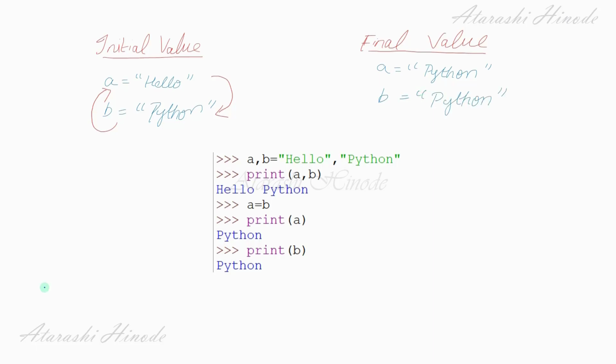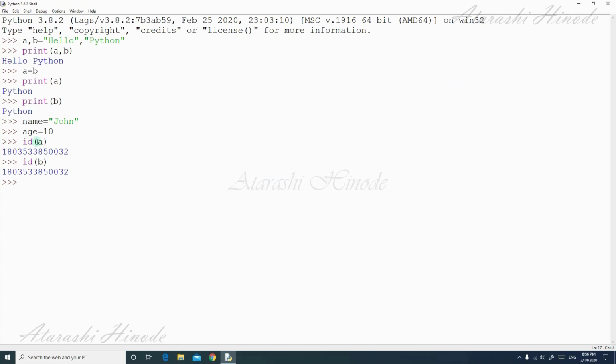So now another question arises. Since both the variables have the same value now, will they both have the same memory location? Yes, they do. As you can see here, the ID of a is the same as the ID of b. So now we can understand that all variables having the same value stored in them will have the same address of the memory. Now let's look at how to swap two variables properly.